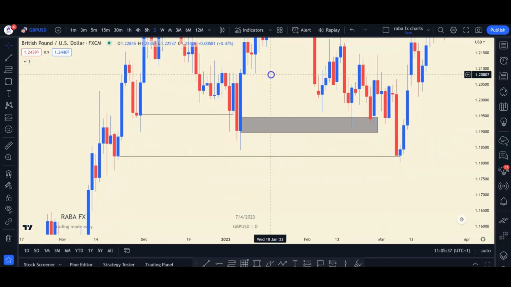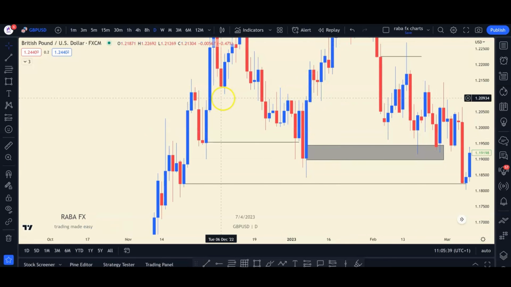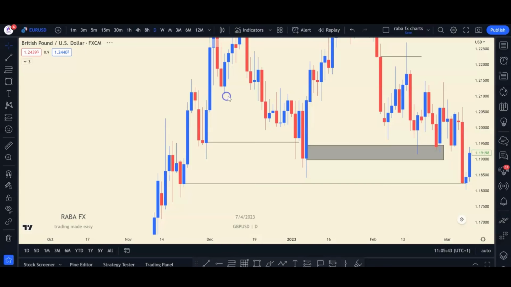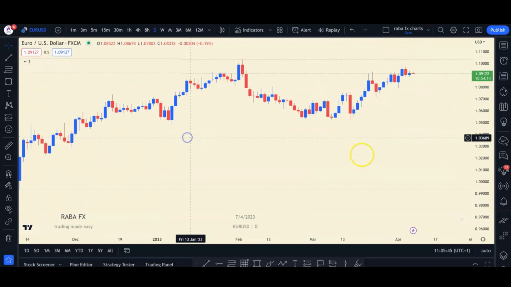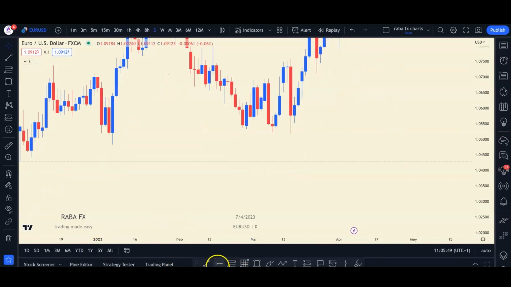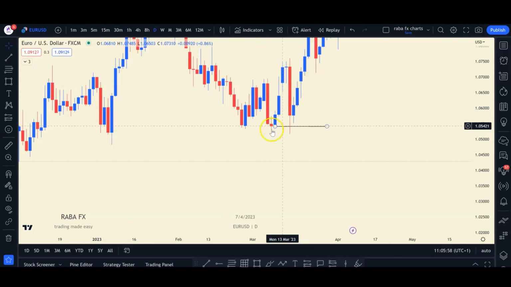So what I want you to do is simply backtest this. You can try it on different pairs. Let's look at Euro USD, because the example I showed you there was on Pound USD. With Euro USD we still have the same thing playing out here. You can see the opening price here. Price came in. This is your best area to look for trades.